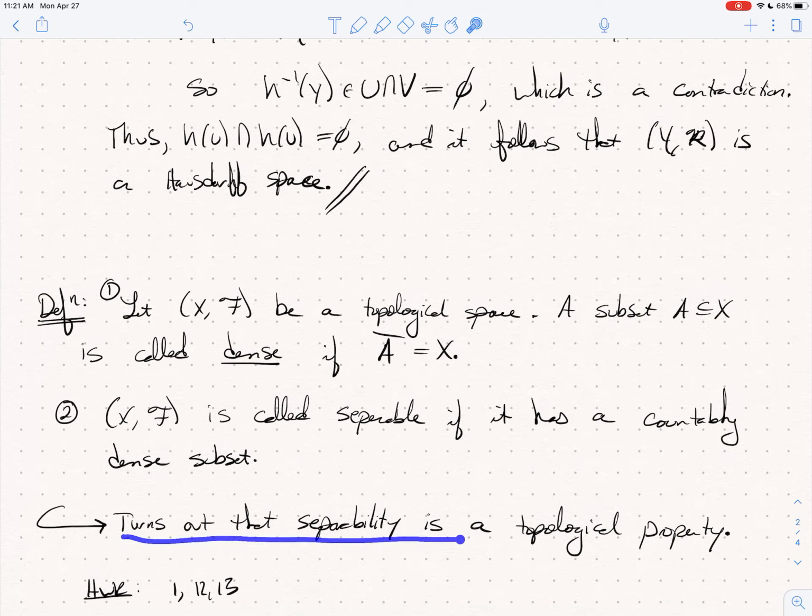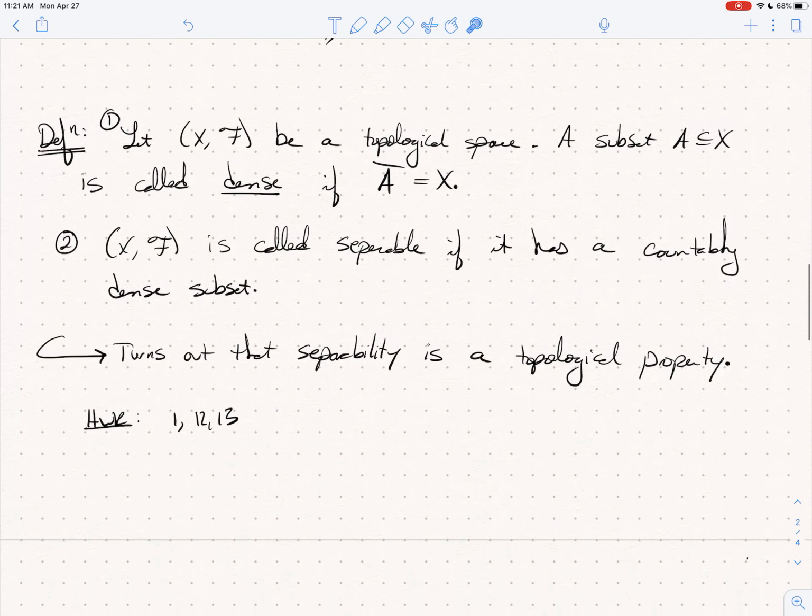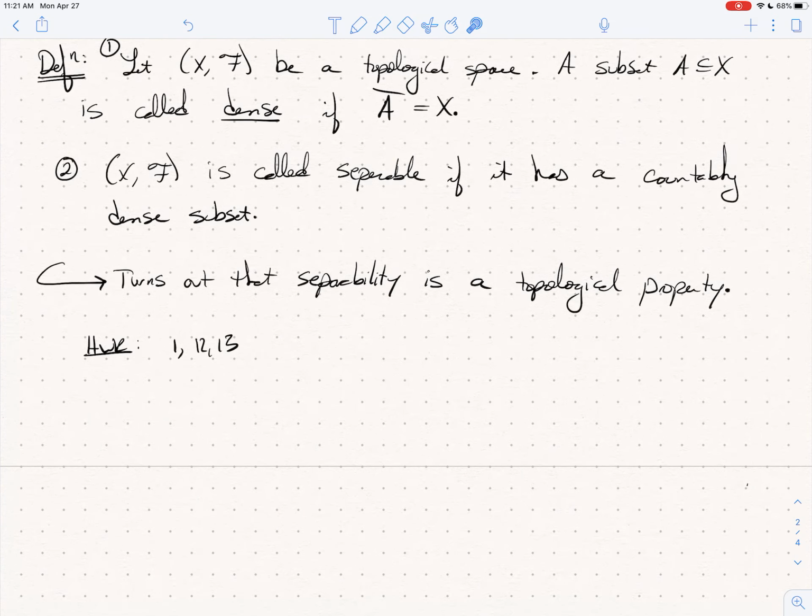And then we're going to call a space separable if it has a countable dense subset. And it turns out I'm not going to prove it with you. You can see the book. It's in section 3.5, but separability is a topological property. So it's like Hausdorff: if U, as a topological space, is separable, then so is any space that you're homeomorphic to. So, all right, let me make a few comments on the homework. 12 and 13 are not terribly long problems. They're just asking you about the reals under different topologies and this idea of being separable. So that's 12 and 13.